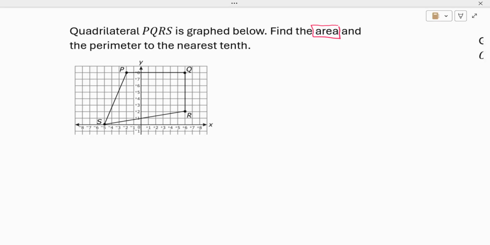How in the heck am I going to find the area of that? That is not a rectangle. It's not a triangle.